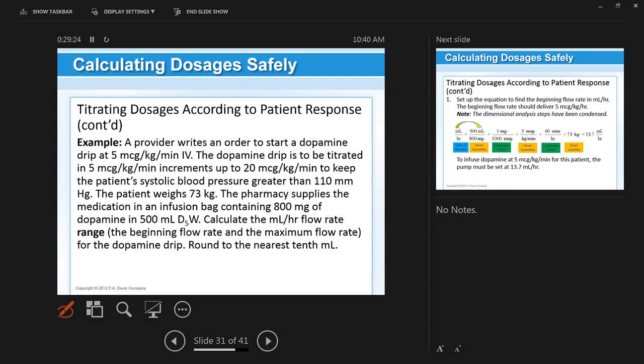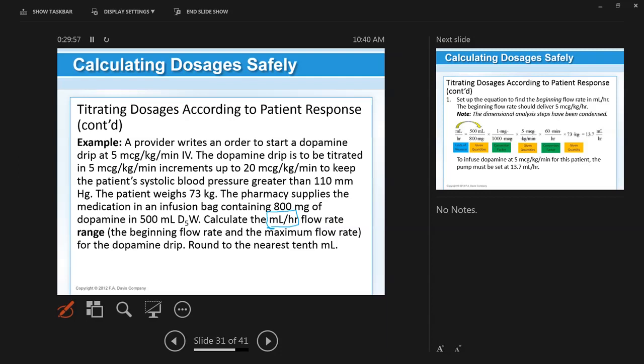So we'll start them at a lower rate, and then you're going to slowly titrate them up or increase their rate. And then our doctor says that the patient's systolic blood pressure should be kept greater than 110. We know that the client's weight is 73 kilograms, and the bag that the pharmacy is giving us contains 800 milligrams of dopamine and 500 milliliters of D5W. We want to calculate the milliliters per hour flow rate range, and anytime it says range, you're going to be entering two numbers.